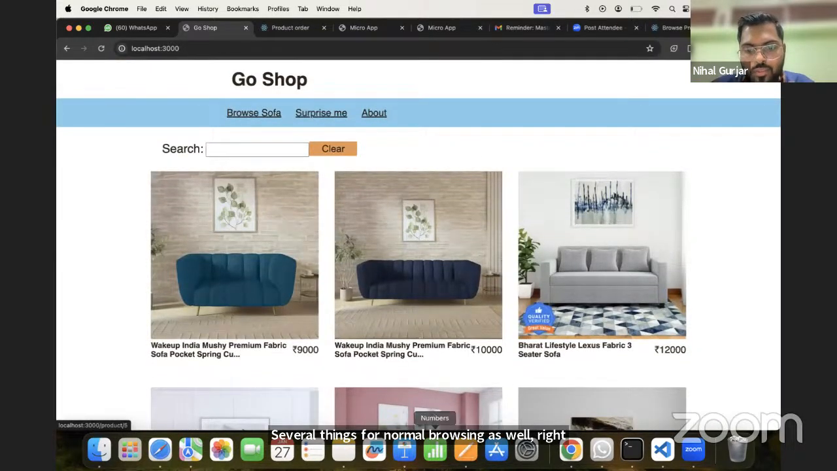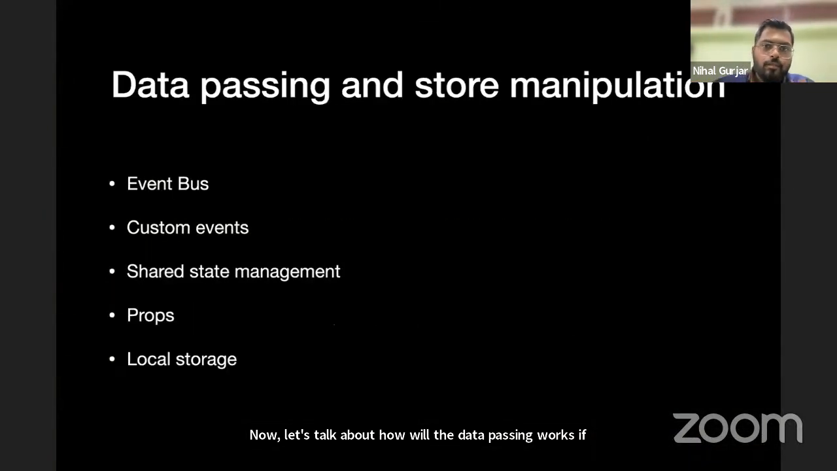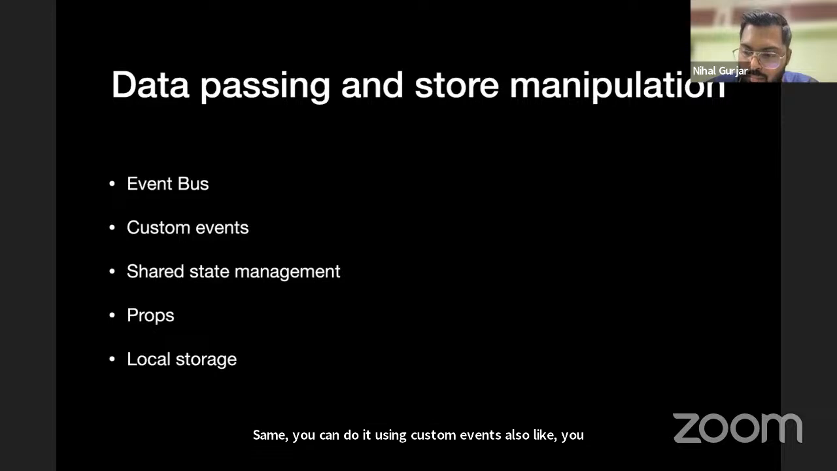Now, let's talk about how the data passing works if we are not using React. We can use multiple things, like an event bus. With an event bus, you create an event class where you add publisher and subscriber events. You can trigger an event from one place, and then subscribe to those events in multiple micro frontends. Similarly, you can use custom events: you can trigger custom events from one application, and add an event listener or handler on another application to get the events.